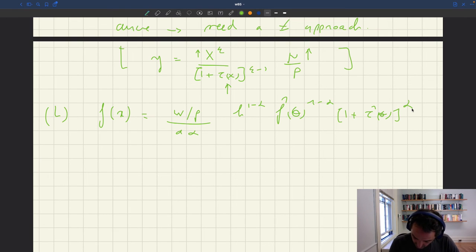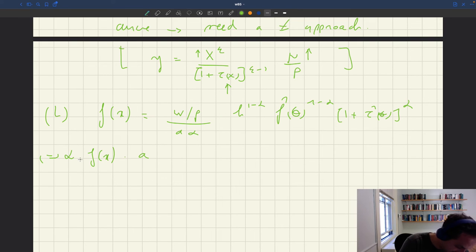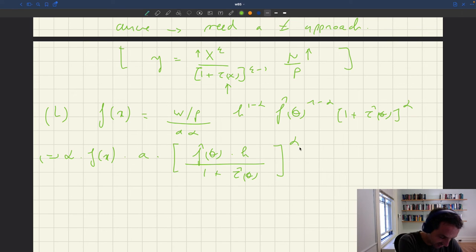Okay, and so we can actually rewrite this as follows. We can write this as f of x times A, so here I'm bringing A that was on the right hand side to the left hand side, times alpha, again alpha moves sides, times f hat of theta times h divided by 1 plus tau hat of theta to the power of alpha. So 1 plus tau hat of theta to the alpha comes from the right to the left hand side, f hat of theta to the alpha, same thing, h to the alpha, same thing. And so what's left on the right hand side is w over p, f hat of theta times h.